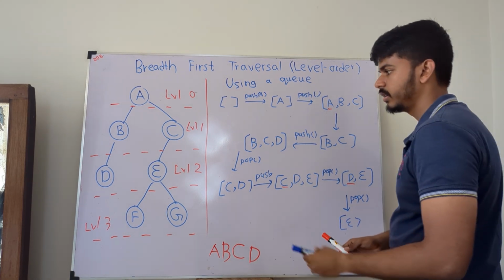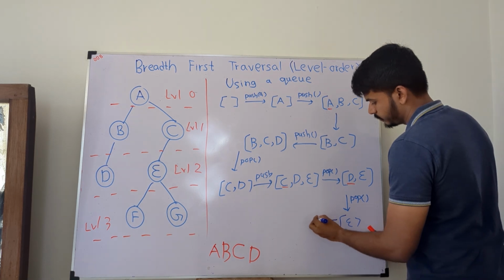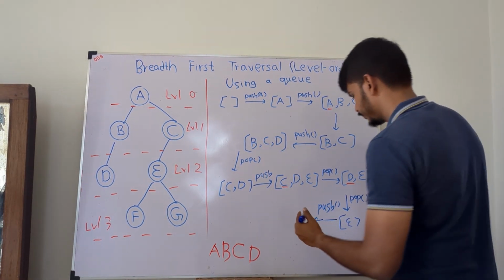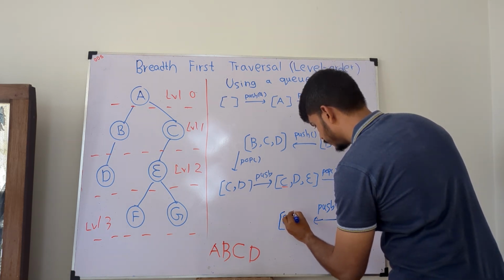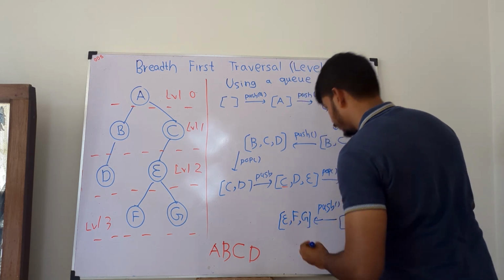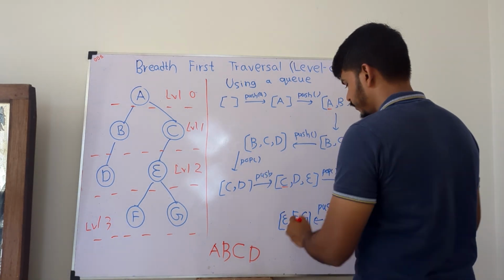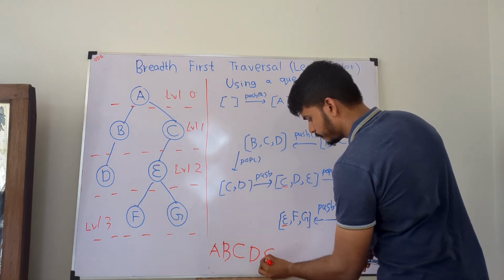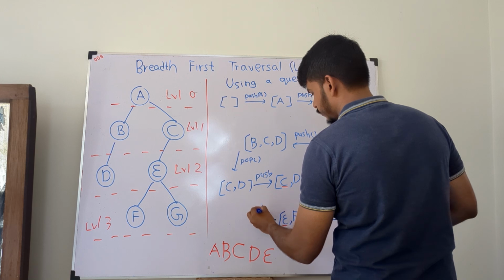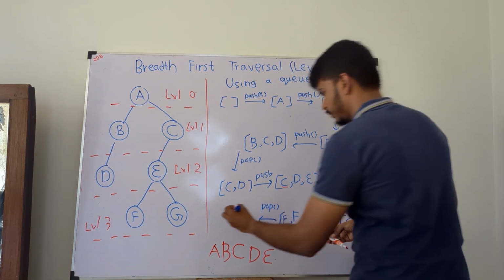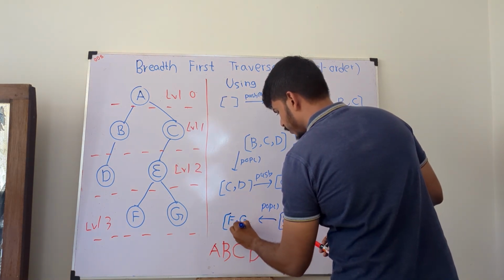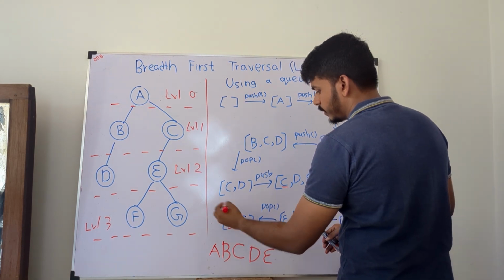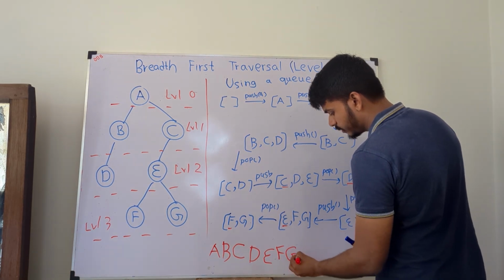Then after that, going to push the children of the E node, which are F and G. Then going to pop the front node again, which is E. Then after that, by popping the remaining nodes F and G in front order, first it is going to be F, then it is going to be G.